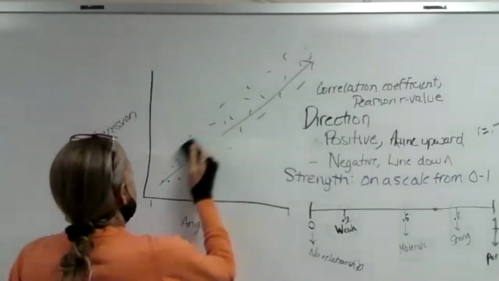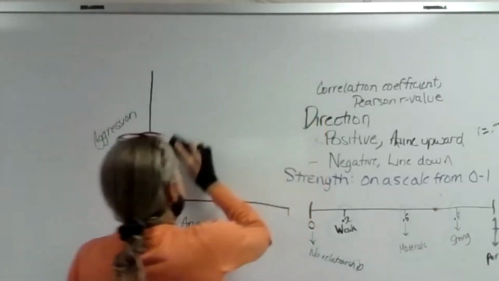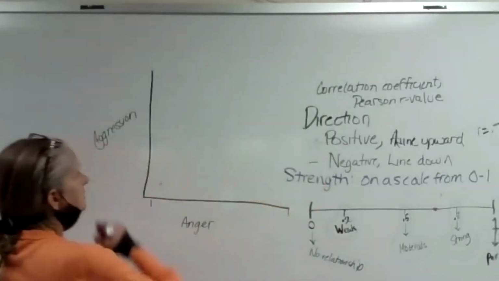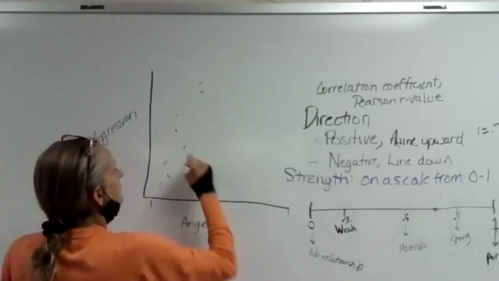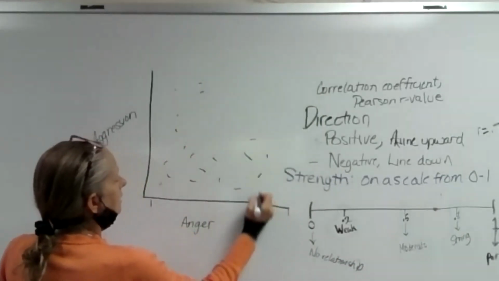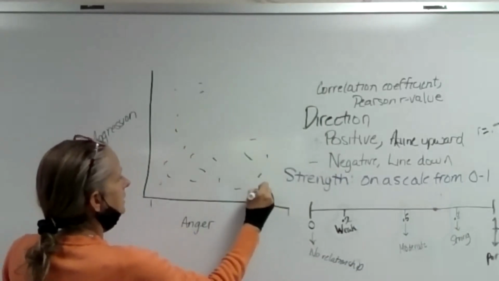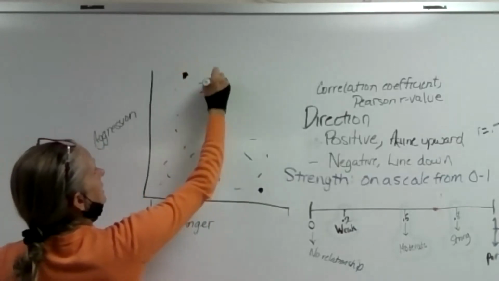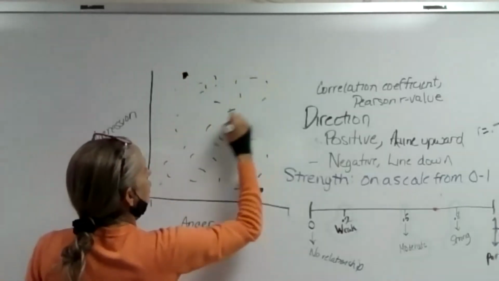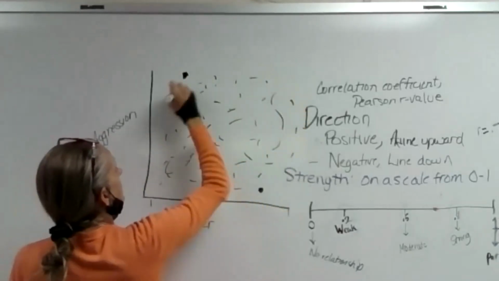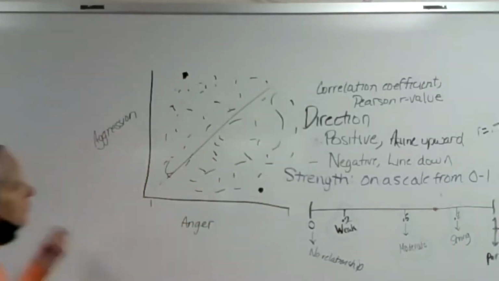If we had no relationship at all, the points might look something like this. They'd be all over the board. This person is high on anger and low on aggression. This next person is low on anger but high on aggression. It wouldn't make sense. We have points all over the place. We could theoretically draw a line, but the points would be so far away from the line that they wouldn't even mean anything to us.